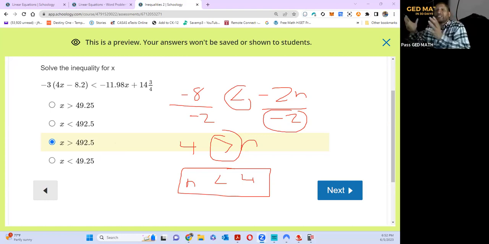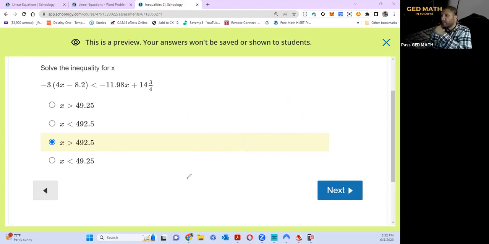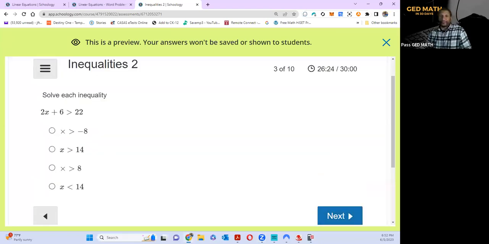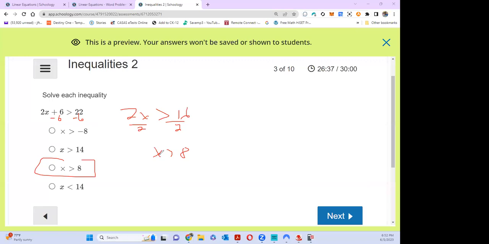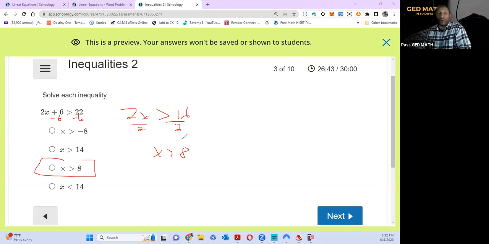Because that's what they want to see, if you know it. They're not going to give you a basic one, where you subtract 6, 2x is greater than 16, divide by 2, x greater than 8. They're not going to give you that. They almost always have the variable being multiplied or divided by a negative, or your variable on the right side. I guarantee.